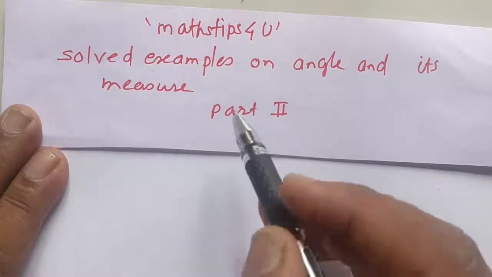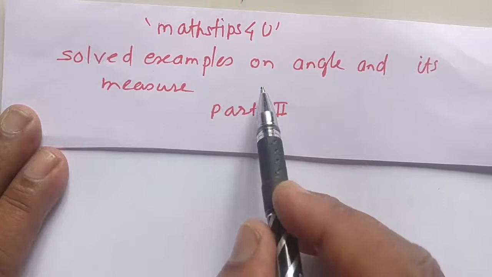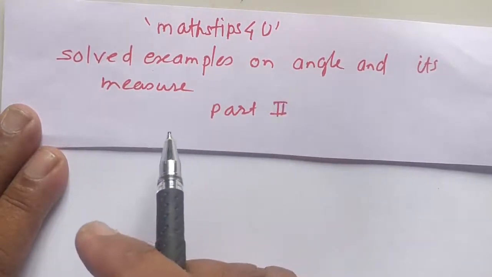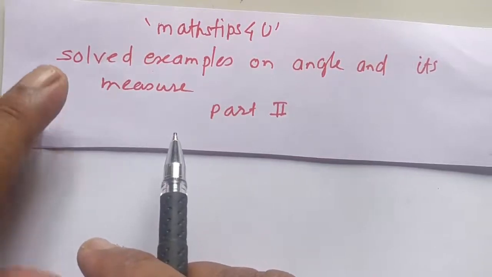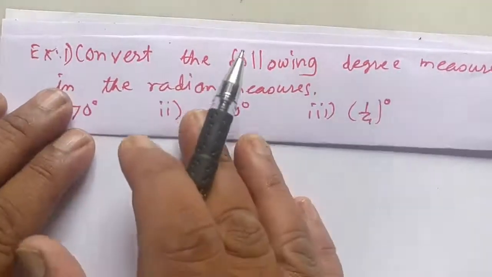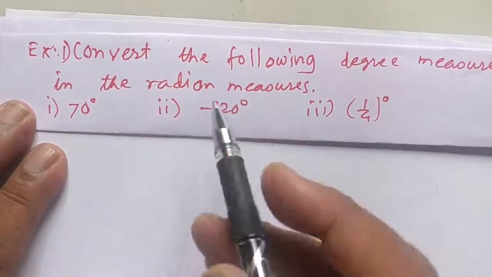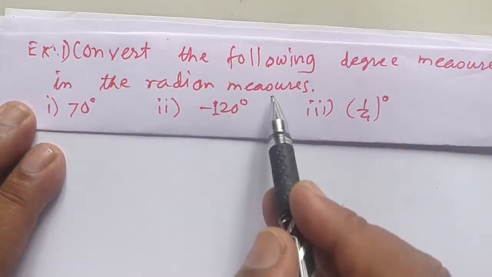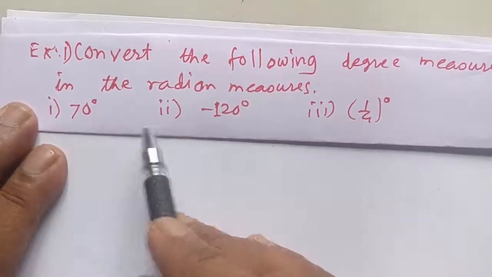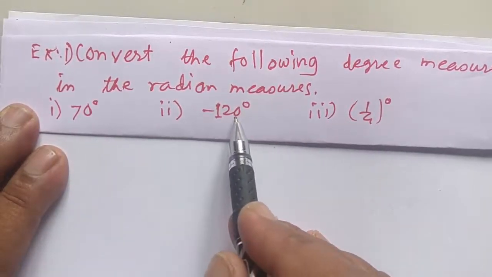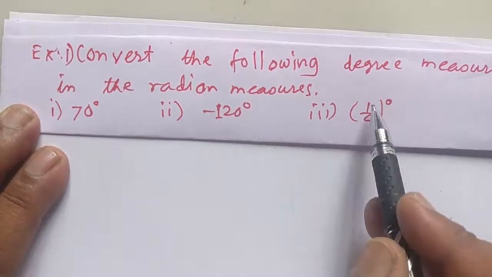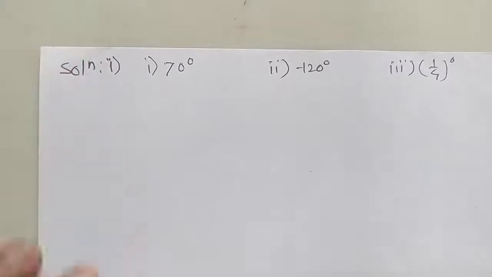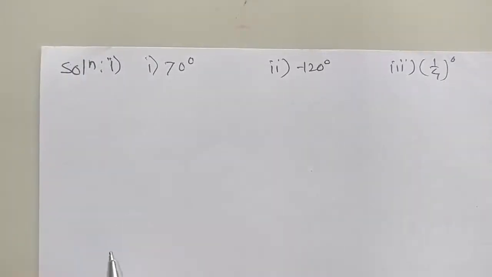Now in this video I will solve some simple examples on angle and its measure. So we start with part 2. Example number 1. Convert the following degree measures into radian measures. Number 1, 70 degree. Number 2, minus 120 degree. Number 3, 1 by 4 degree.